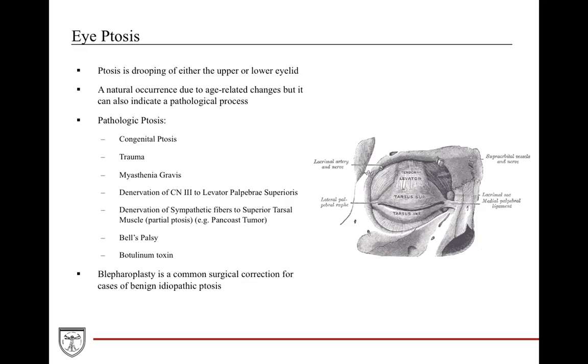This is when you have some sort of injury to either cranial nerve 3 or to the sympathetic nervous system supplying the superior tarsal muscle. Ptosis just means drooping or dropping down of the upper eyelid or lower eyelid. It can be natural, just age-related, or it could also be pathologic. Things like congenital ptosis, trauma, myasthenia gravis, Bell's palsy, even Botox, botulinum toxin, can actually cause it. And if it's just age-related, you can do something like a blepharoplasty to surgically correct this problem.